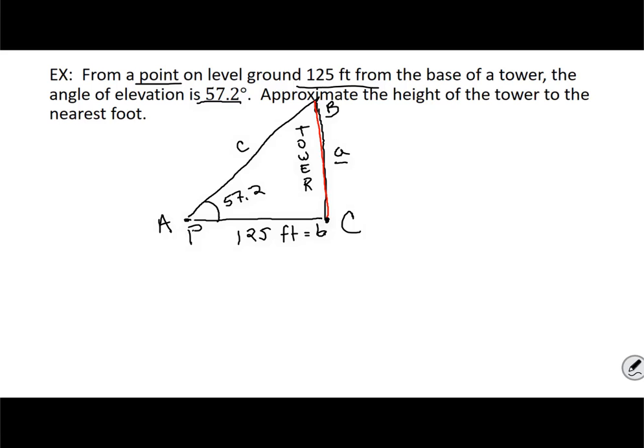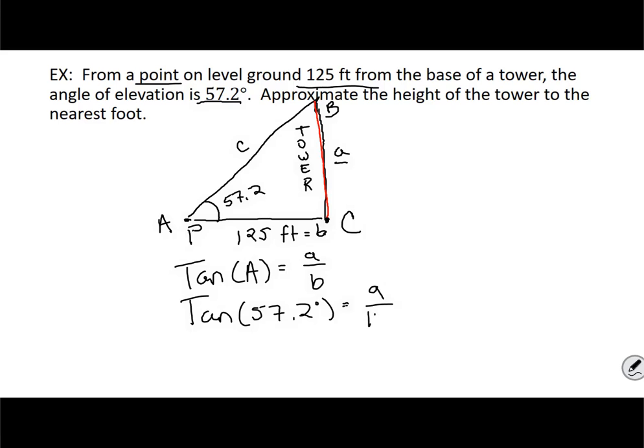So tangent is opposite over adjacent. So I'm going to use tangent of A equals little a over B. So that means tangent of 57.2 equals A over the length of side B, which is 125 feet.